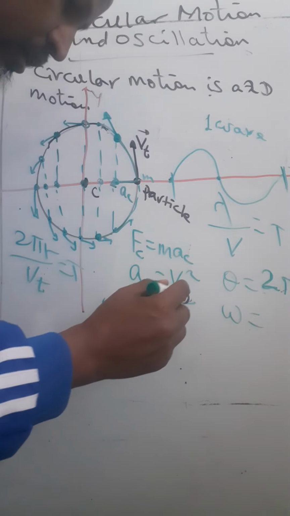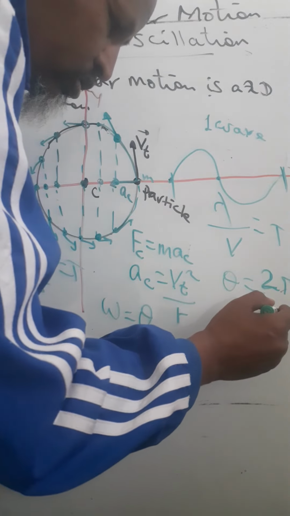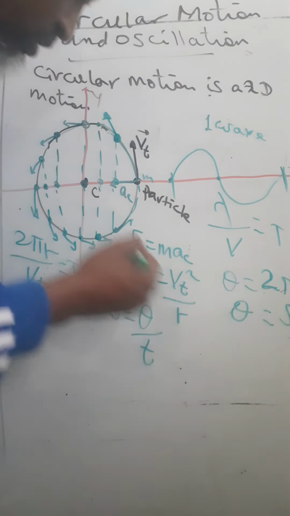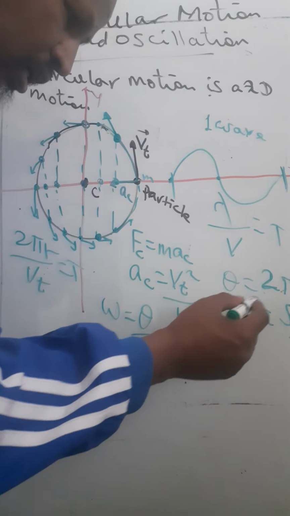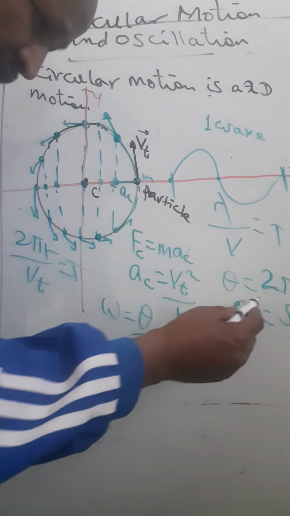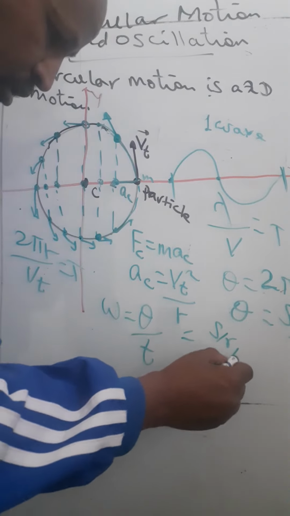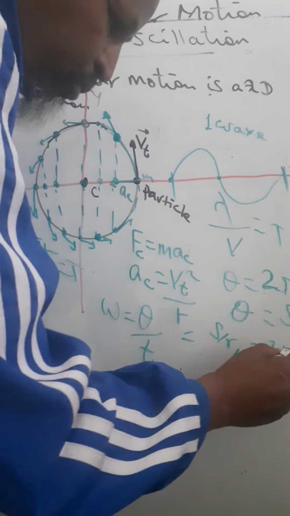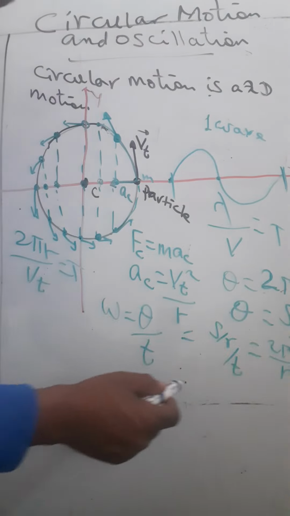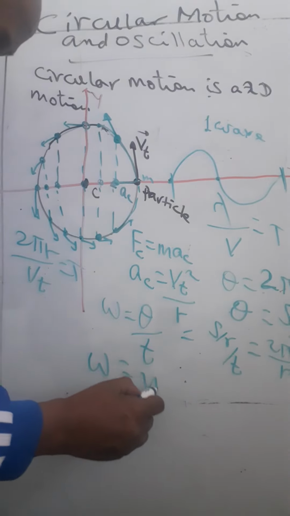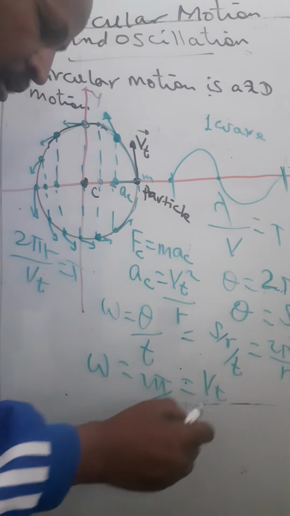Therefore you can say theta basically is going to be s over r, the arc length over r. That is what you did here. Therefore, instead of theta, you can write s over r over t, and it is going to be 2 pi r over r t, and omega is 2 pi over T, or it is going to be Vt over r.